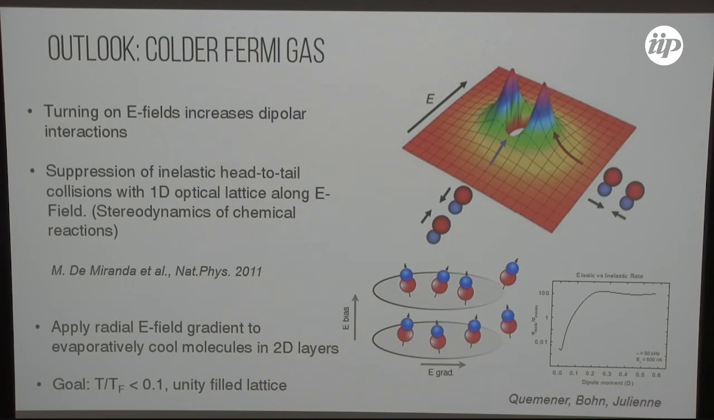And in principle, once there is an increase of the repulsive part in this barrier, you can eventually apply an electric field gradient along the layers of your optical lattice and spill out molecules. And if the elastic component is enough, you should be able to increase phase space density a bit further.